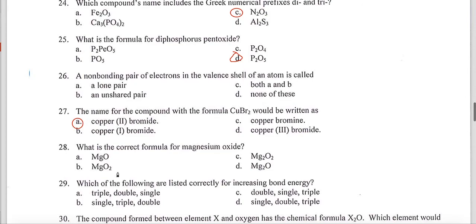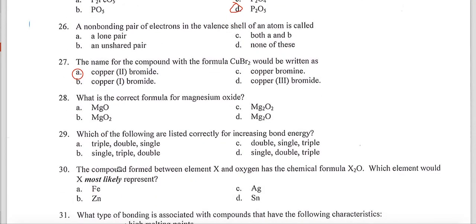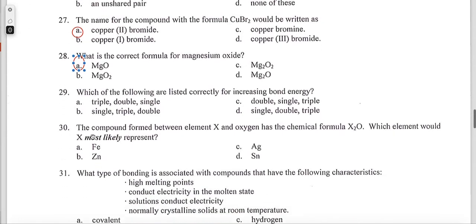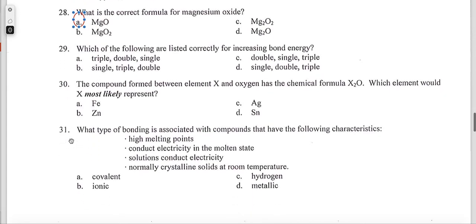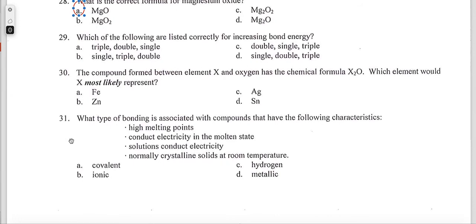Okay. 28, what is the correct name for magnesium oxide? And that is going to be letter A. Okay. Listed in the right bond order, we are not talking about that, so that is one that we can X off. We're not going to go into that one. 30, okay, when you have element X and oxygen and you got that X2O, what you are most likely going to see is that this would be something with a 1+ charge, and so that's going to make it our silver.